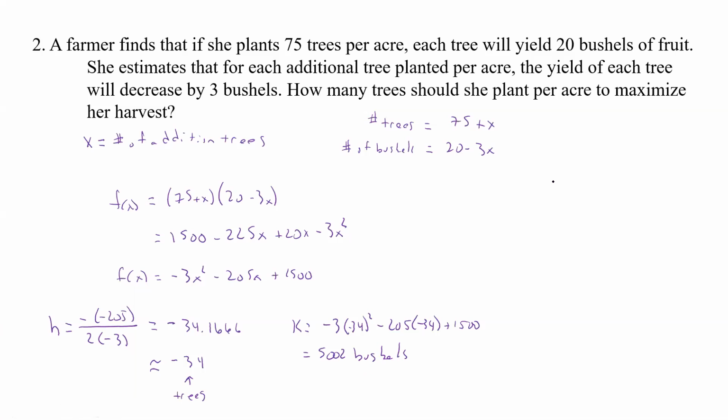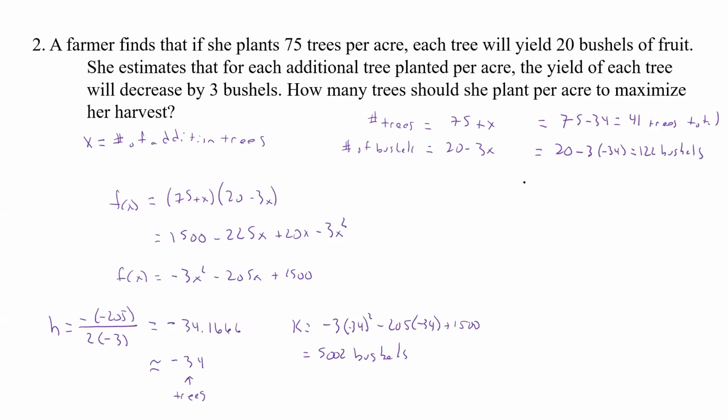So going back to our original, if x is the number of additional trees, we have to subtract off 34. So then the number of trees is really 75 minus 34, which is going to be 41 trees total. And our bushels is going to be 20 minus 3 times a negative 34. And so that's actually going to be a positive. So 20 plus 3 times 34. So that's going to be 122 bushels. And if we take 122 times 41, we get 5,002.